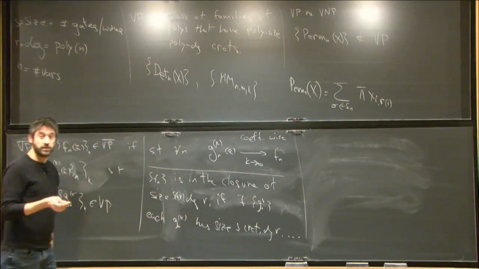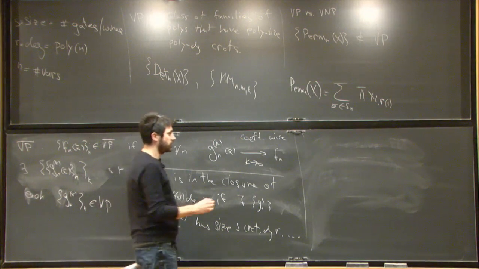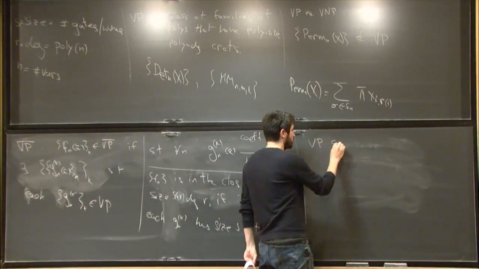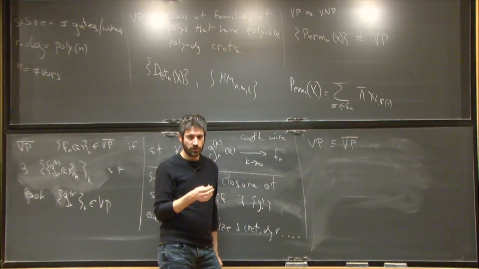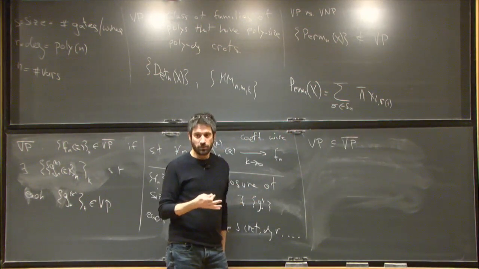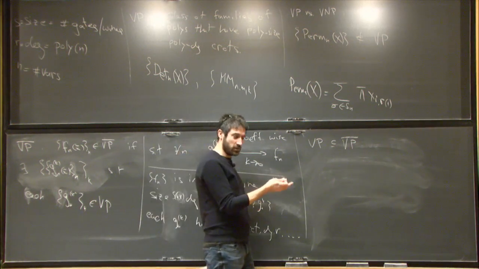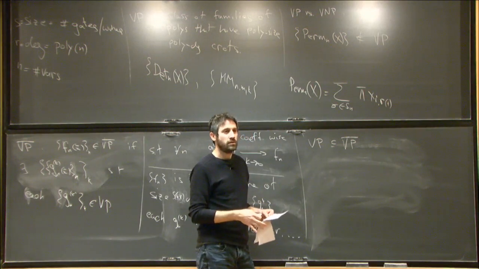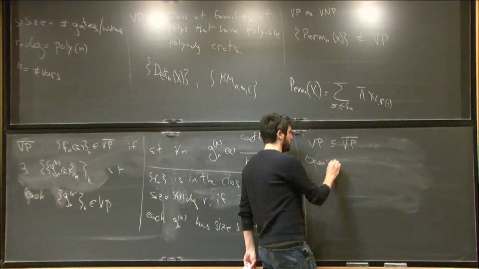So VP is not closed, and I'll show an example. I mean, I'll not show an example for VP, I'll show some other example. Of course, we have that VP is contained in VP bar. It is believed they are different. We don't have lower bounds, so we cannot prove that. But it's believed that they are different. VP bar is contained in the entry. That's a great open problem.